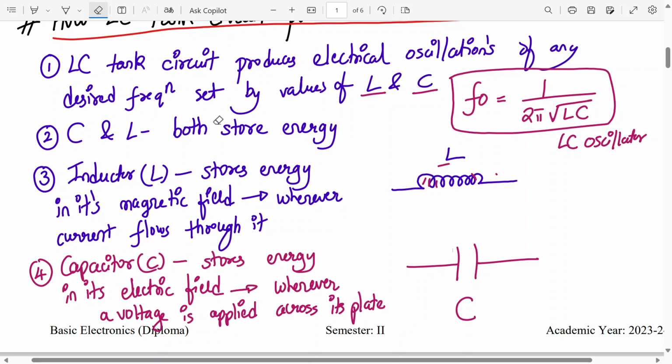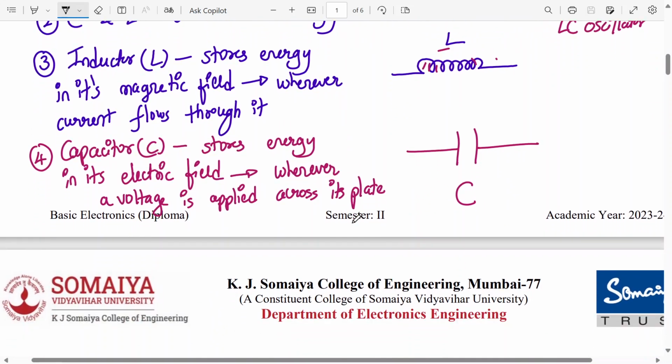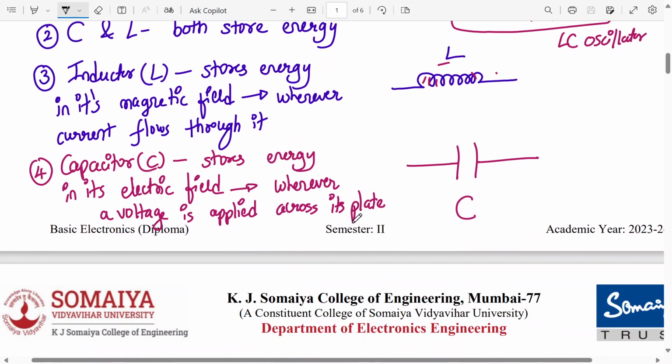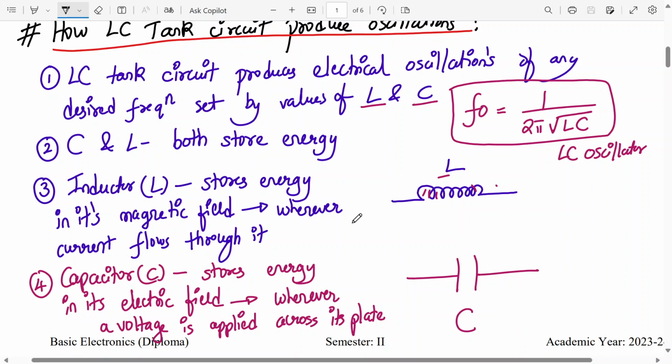Alright, can we move ahead now? Has everyone written up till here? Yes or no? Okay, so we know now that both the elements store energy.